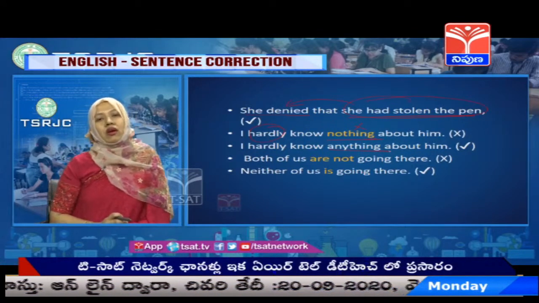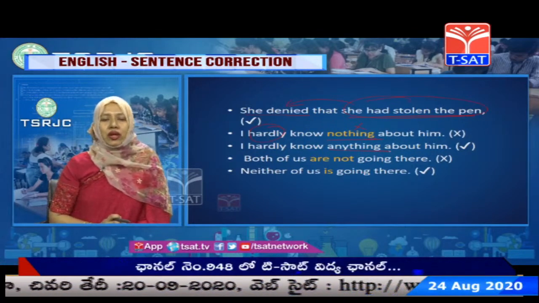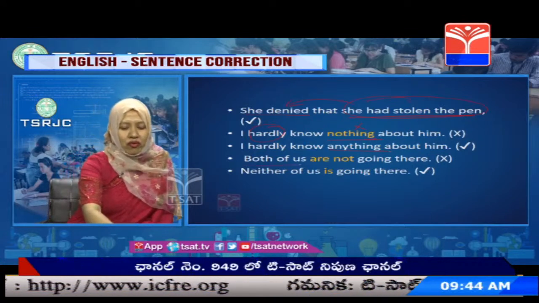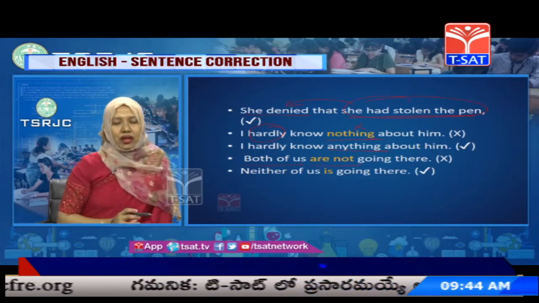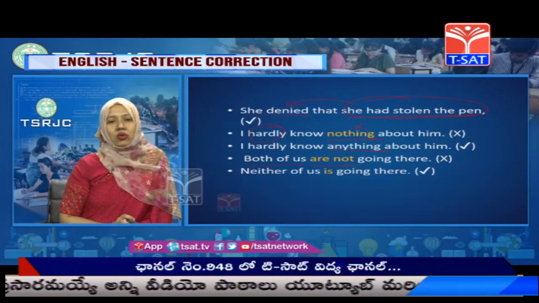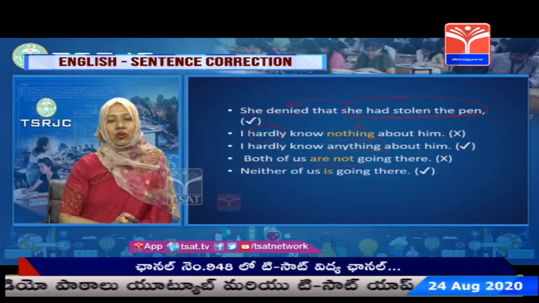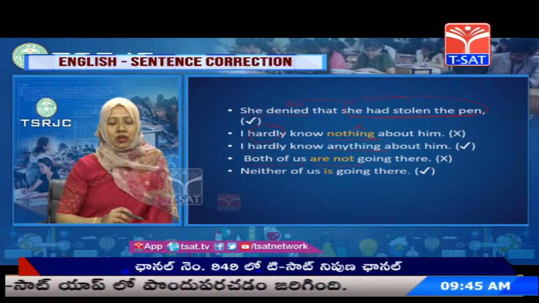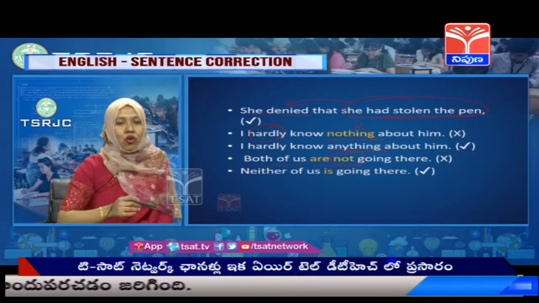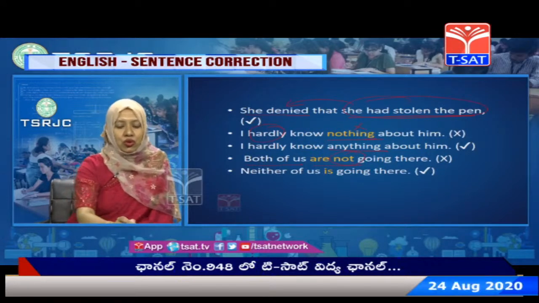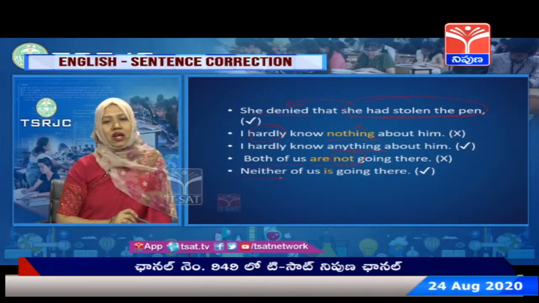Now, both of us are not going there. In this example, this is again a wrong usage. When you use both, you should use a positive sentence. You should never use the negative, not. When you are talking about something negative, you should use neither. Neither of us is going there.